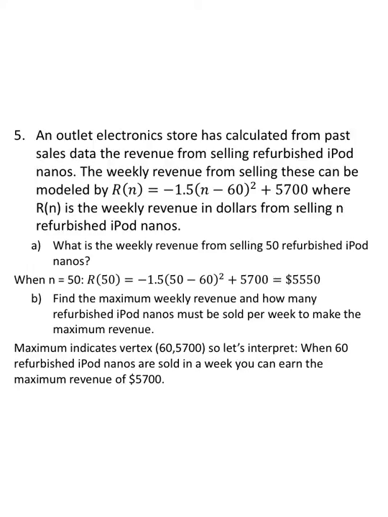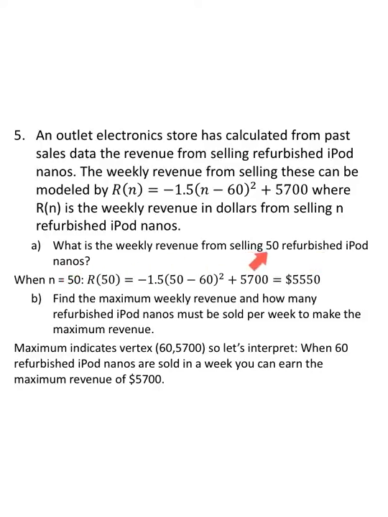An outlet electronics store has calculated from past sales data the revenue from selling refurbished iPod Nanos. Fantastic, but it doesn't really tell us anything. The weekly revenue from selling these nanos can be modeled by R of n equals -1.5 times (n minus 60) all squared plus 5,700, where R of n is the weekly revenue, that's why we use the revenue, from selling n iPod Nanos, and they are refurbished. n is the number of nanos, the output is the revenue in dollars. So what's the weekly revenue from selling 50 refurbished iPod Nanos?